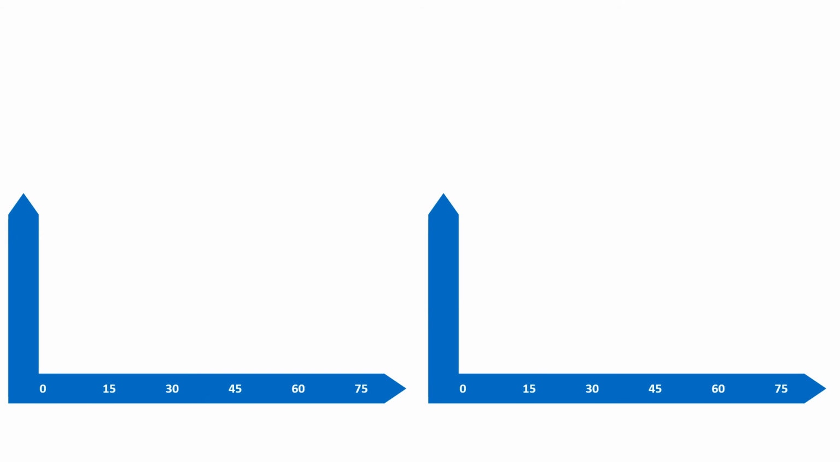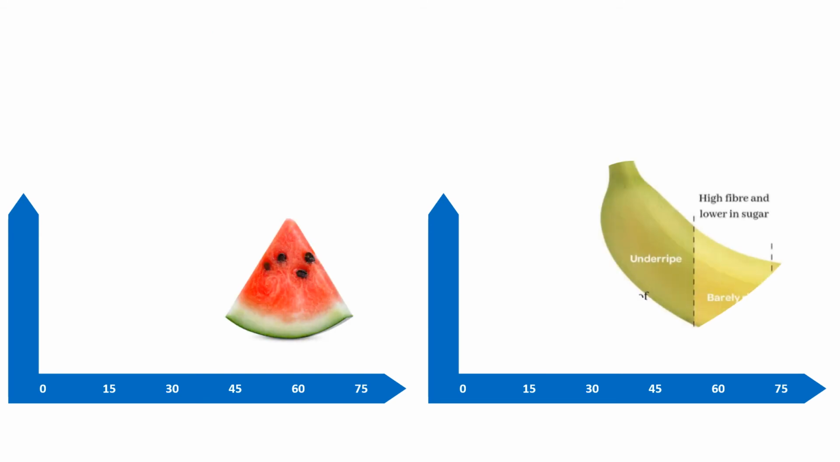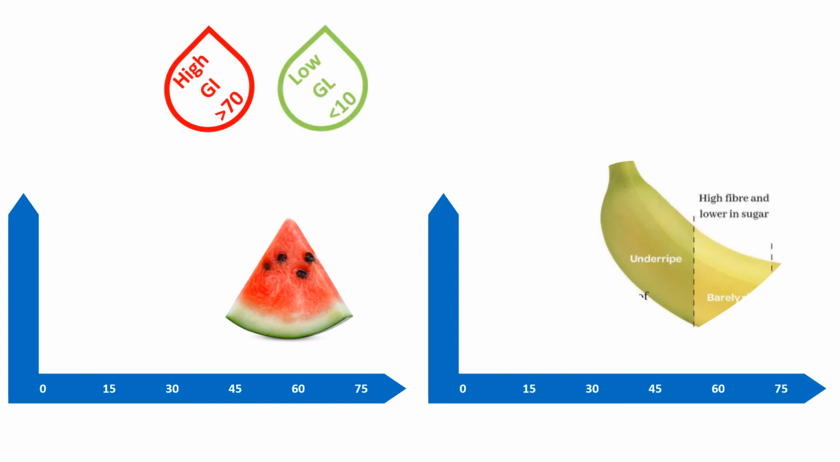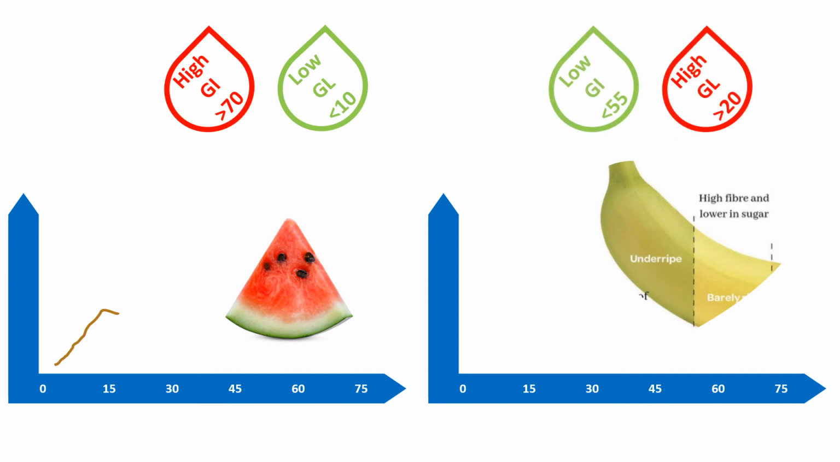Let's see a different example. Again, we have watermelon, high glycemic index and low glycemic load. The sugar does rise rapidly in 15 minutes, but not very high. While a raw or semi-ripe banana, which has low glycemic index but high glycemic load, will slowly bring the sugar up.